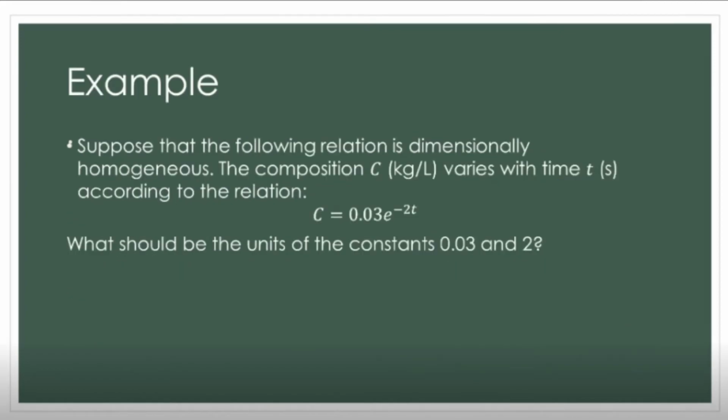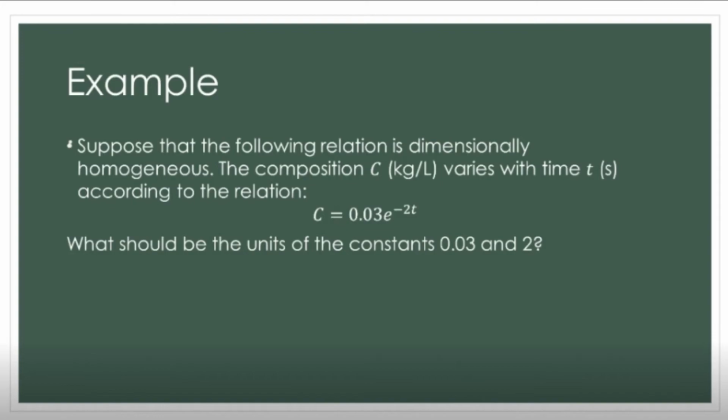Let us try another example. Suppose that the following relation is dimensionally homogeneous. The composition, the variable capital C, with units of kilograms per liter, varies with time t, unit seconds. According to the relation, C is equal to 0.03 times e raised to negative 2t. What should be the units of the constants 0.03 and 2?